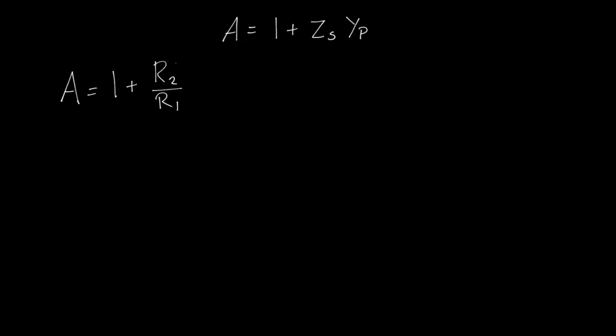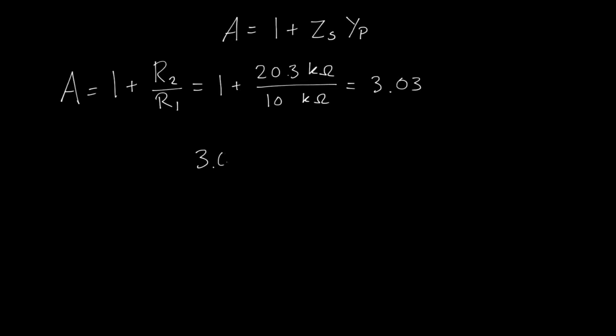R2 is the feedback resistor and R1 is the resistor that goes to ground. If we fill in the values that have been given to us, we'll get 1 plus 20.3 kiloohms over 10 kiloohms. That's the same as 3.03. Now we can write out the full equation.